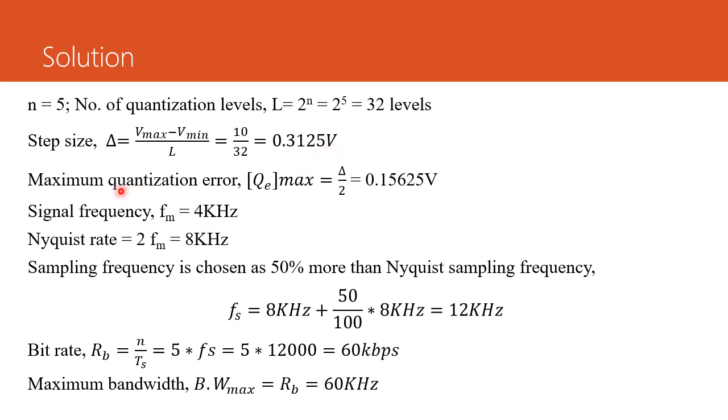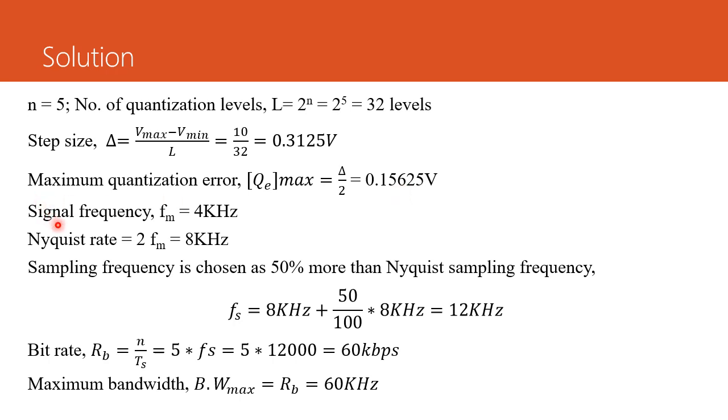Next, you have to find out the maximum quantization error. The quantization error varies from minus delta by 2 to delta by 2. So the maximum error is equal to delta by 2. Here we already got delta, so it's equal to 0.3125 divided by 2, which is equal to 0.15625 volt.